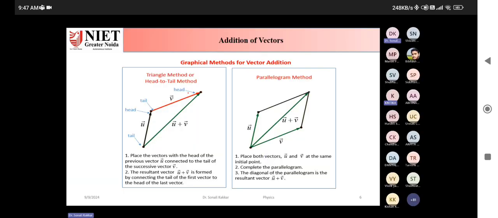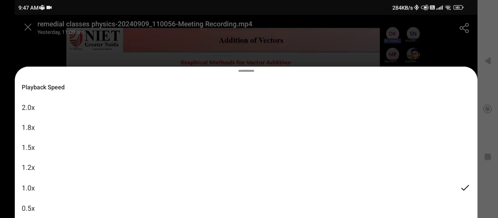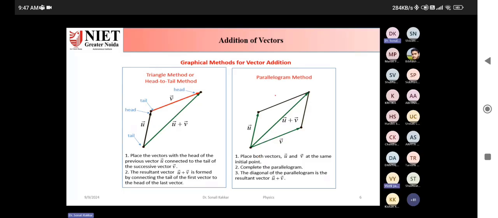Resultant of two vectors. Similarly, the parallelogram. Write these 3 steps for the parallelogram method and the 2 steps for the triangle method in your notebooks with this picture. I'm giving you 2 minutes for this.